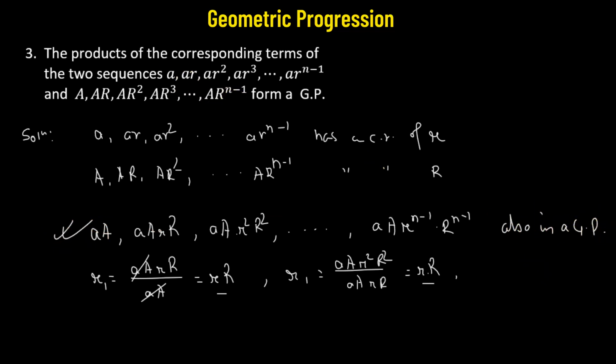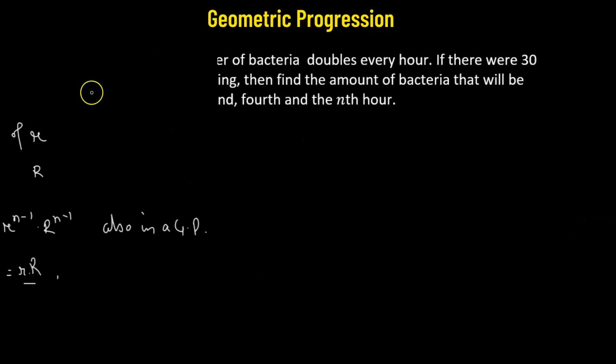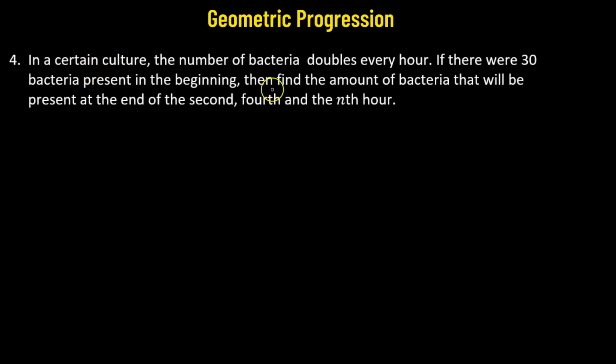Let's move on to the next problem. Problem number 4. We have a certain culture. Here the number of bacteria is doubling each hour. Also there are 30 bacteria present in the beginning. We need to find out the bacteria that will be present at the end of the second, fourth and the nth hour.